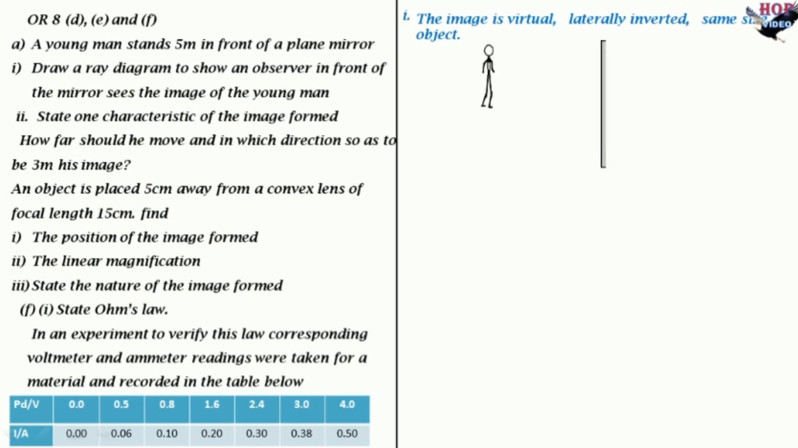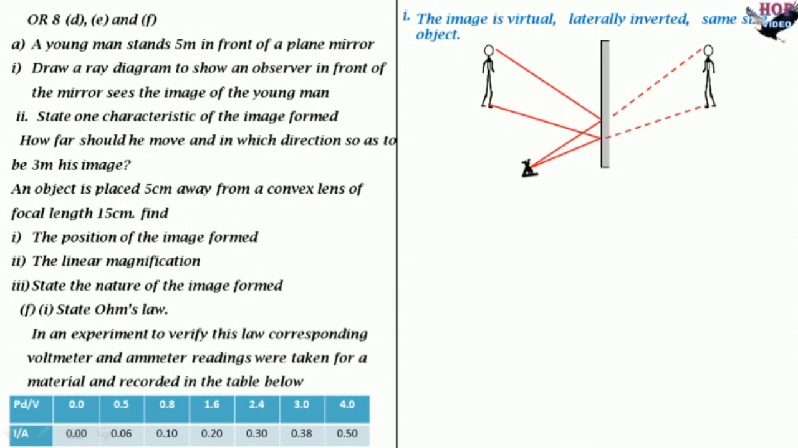We have the boy here, the mirror here, then the image will be formed behind the mirror, the same distance behind the mirror. Then if an observer places an eye here, what he's going to observe is the ray leaving from the boy is going to reflect on the mirror into the eye of the observer. Then the observer will appear to see the light coming from behind the mirror.